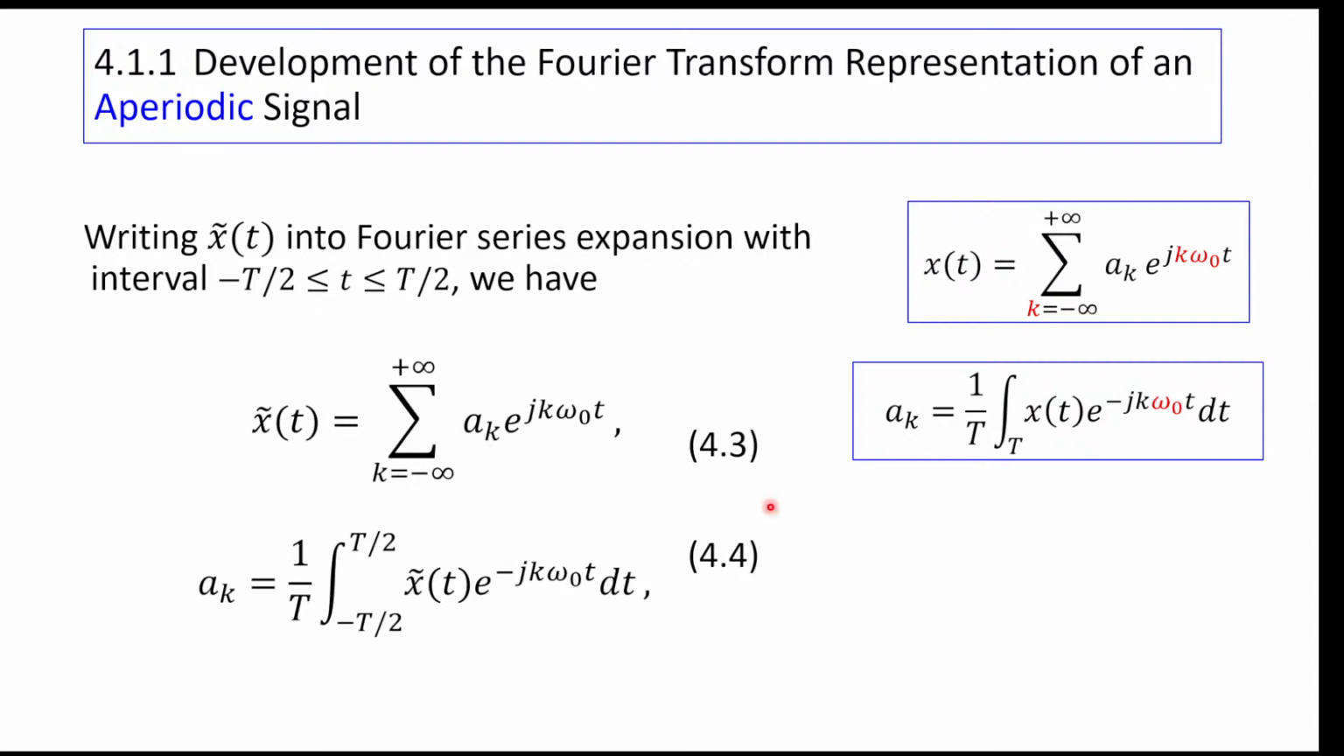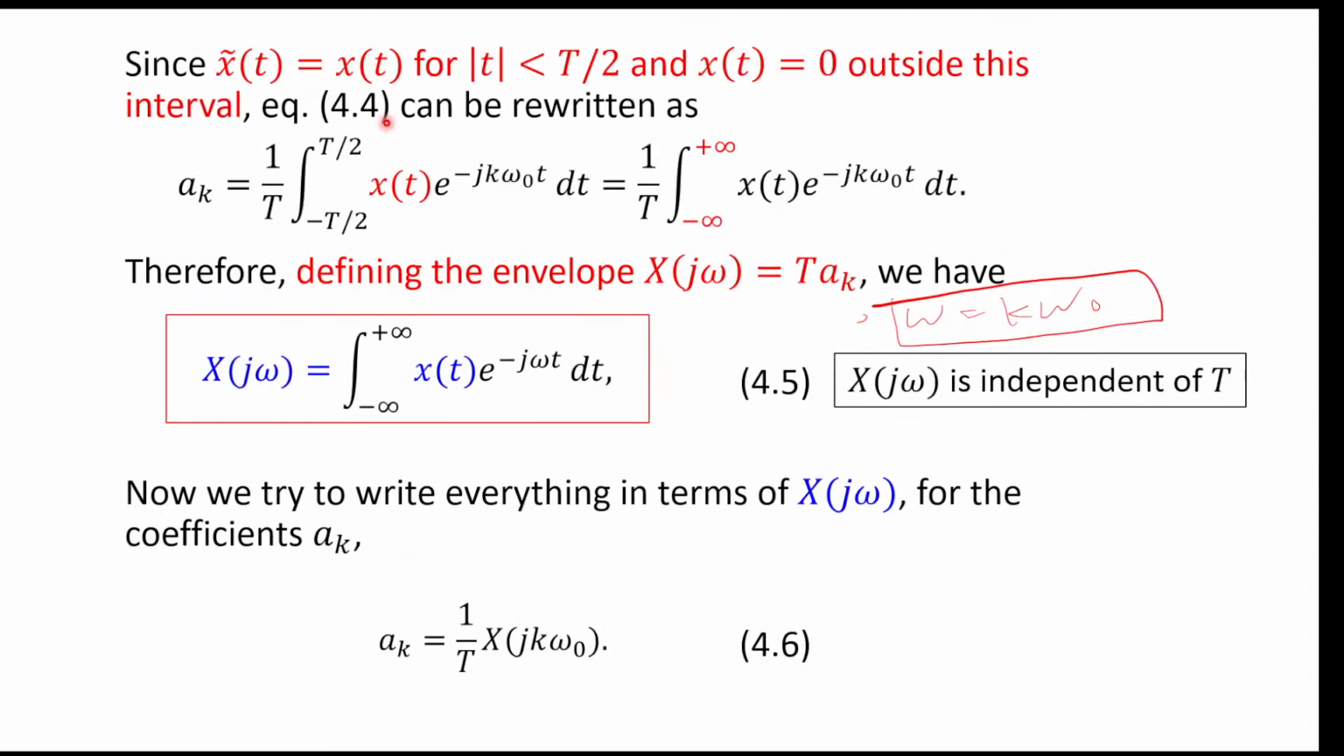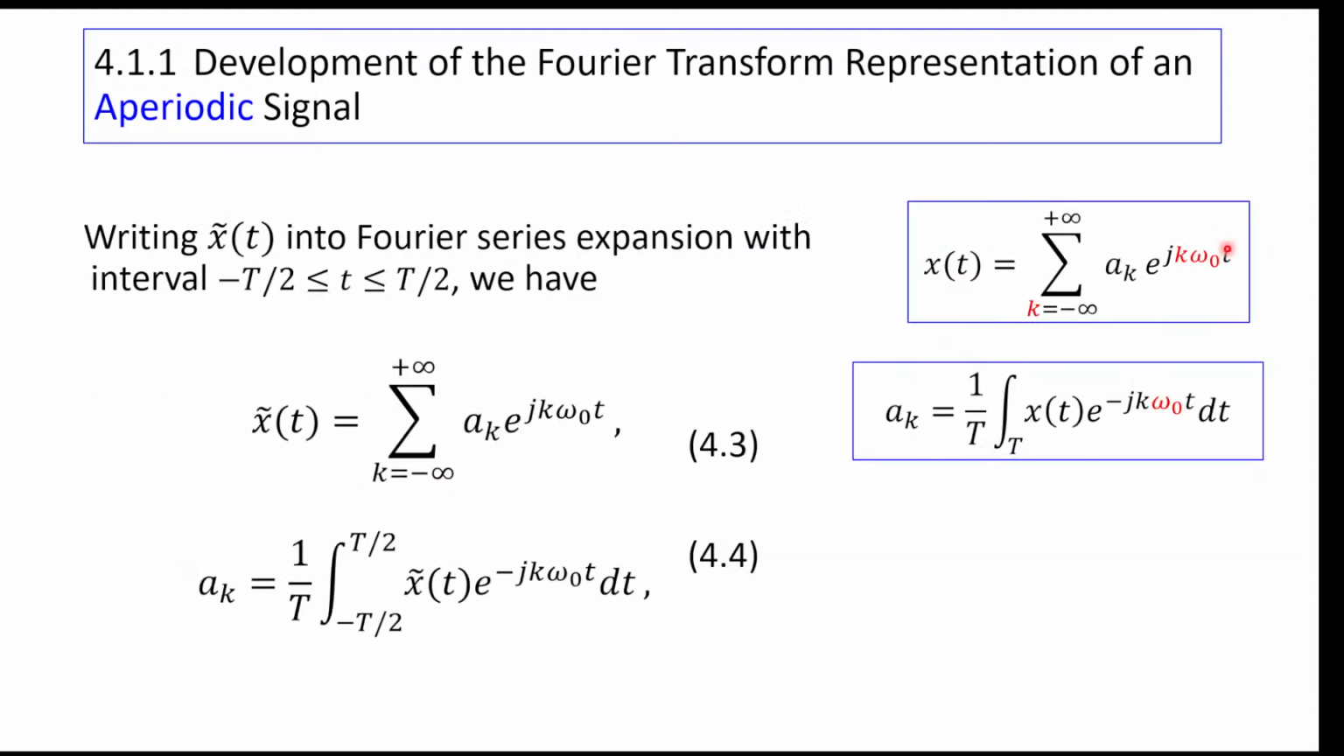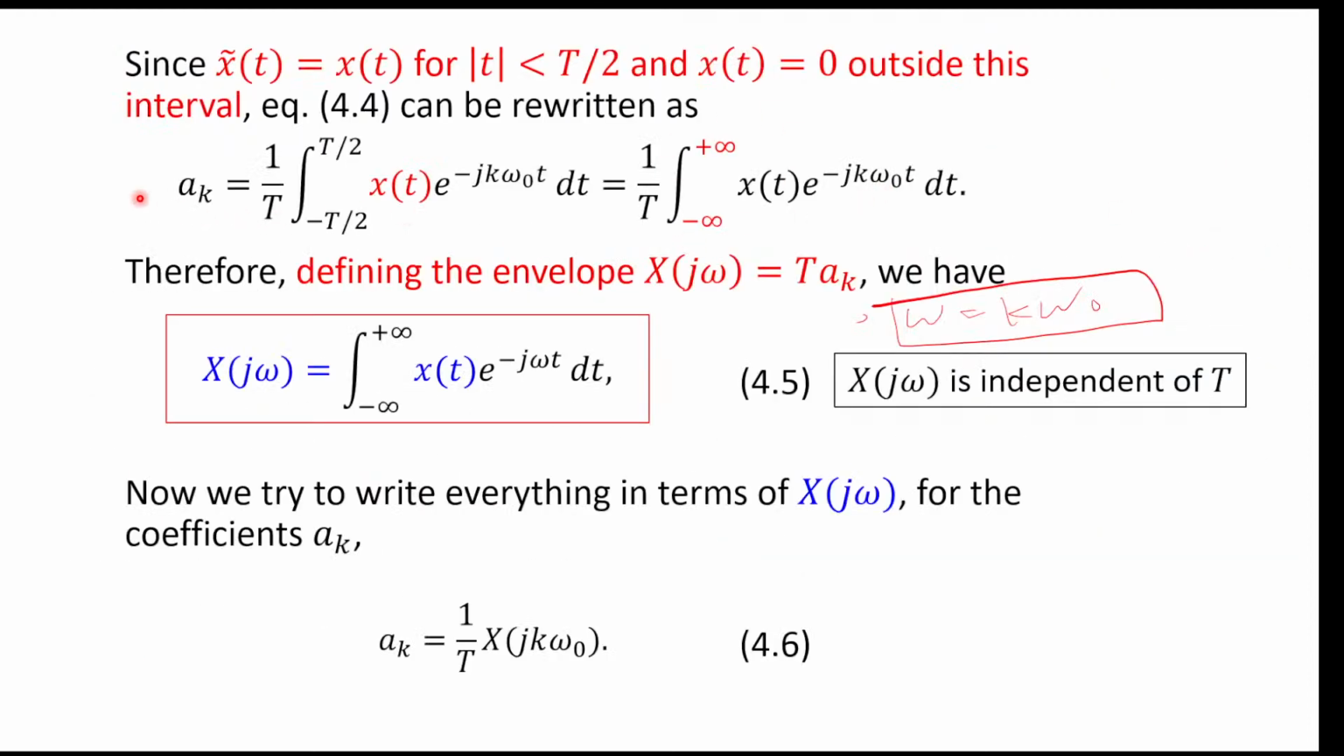Okay, so we can change this x tilde of t to x of t, and then we do something very funny. Because now we are only integrating over x of t, we can change the integration from minus infinity to plus infinity, because you are integrating over this one period, but there is nothing outside. Okay, so we see that a_k is 1 over T, integration from minus infinity to plus infinity, x of t times e to the minus jk omega naught t.